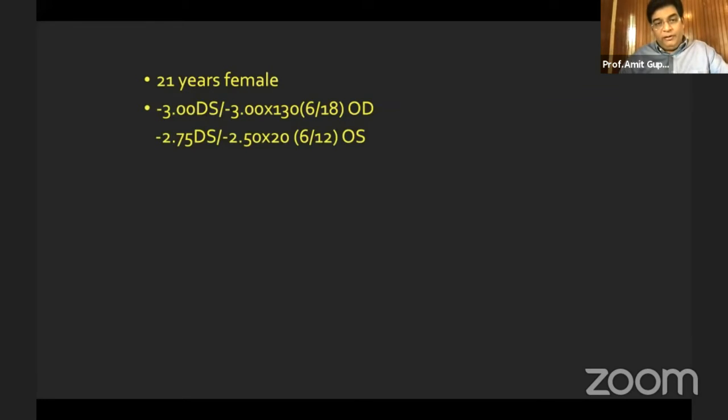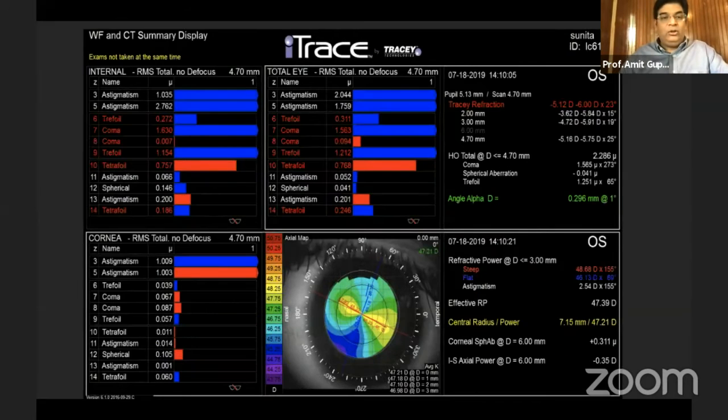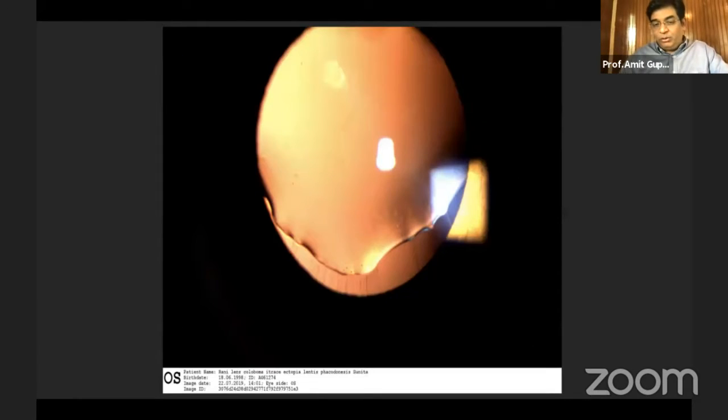Also identifying lenticular problems in possible refractive surgery candidates. This patient was referred for refractive surgery. If we look closely, just a glance at the dysfunctional lens display shows us that there's something wrong with the lens rather than the cornea. A closer look again at the Chang analysis shows us that there are considerable aberrations which are unexpected. And this patient on dilatation had a lenticular coloboma.